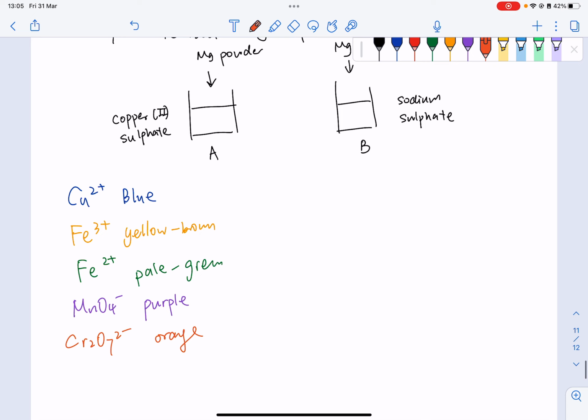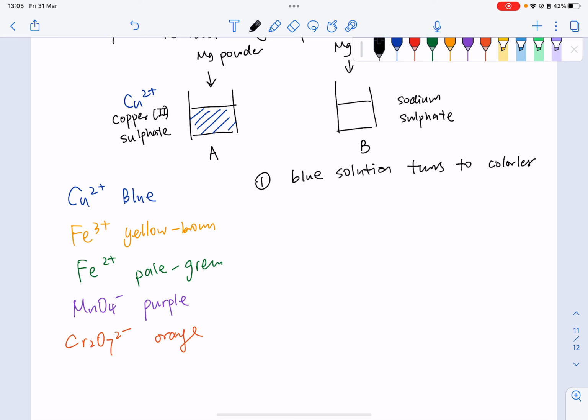So here we have copper 2, which represents blue color. So I know that originally the color here is blue. If I want to write the observations, it should be, firstly, blue solution turns to colorless. This is the first step.